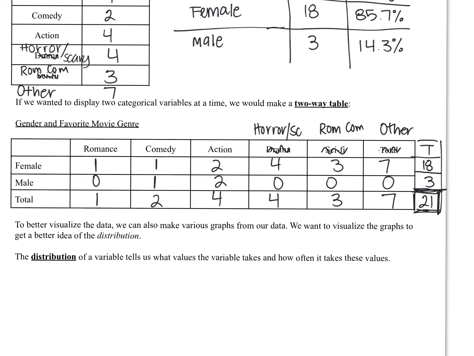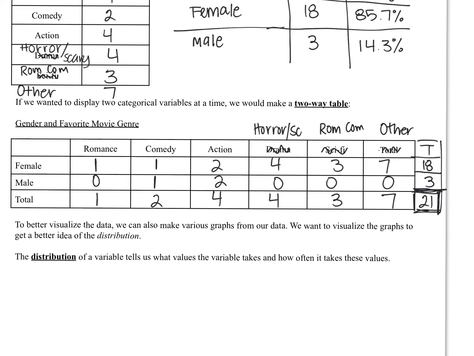Okay. So looking at tables is a good way to visualize data, but an even better way to visualize is making graphs from our data. And we want to visualize these graphs to get a better idea of the distribution. And when we talk about a distribution of a variable, it tells us what values the variable takes and how often it takes these values. And distributions are not specific to categorical data. They also apply to quantitative.